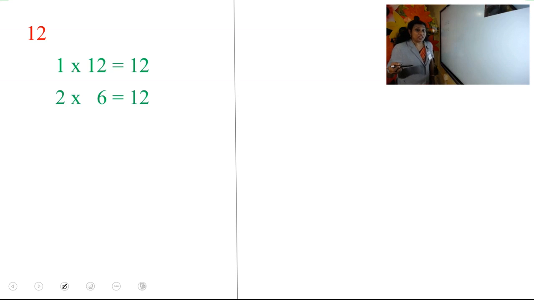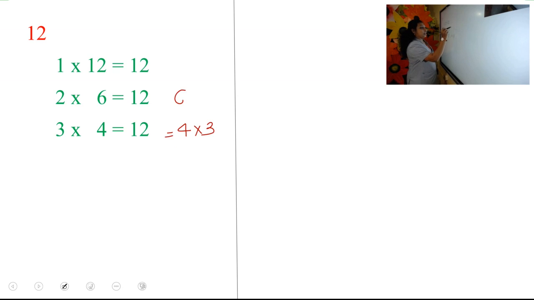Again, take the table of 3. 3 into which number gives 12? 3 into 4 is equal to 12. Again, repetition comes, isn't it? In the table of 4, 4 3s are 12. 3 into 4 is the same as 4 into 3. Then comes 5. In the table of 5, 12 is not there. Again, 6. 6 into 2. Repetition, 2 into 6 is equal to 6 into 2. Here, 3 into 4, 4 into 3 also gives 12. Then 6 into 2 again gives 12.